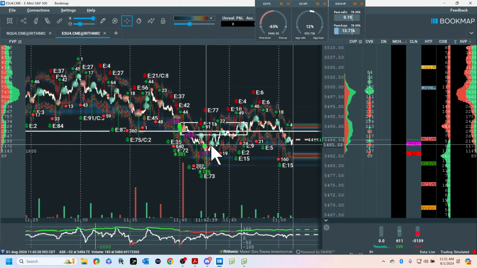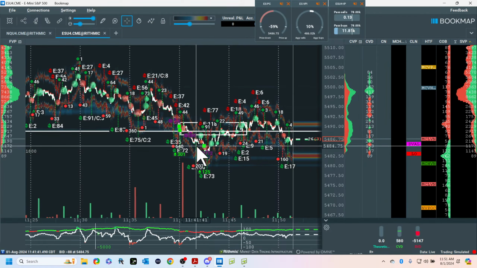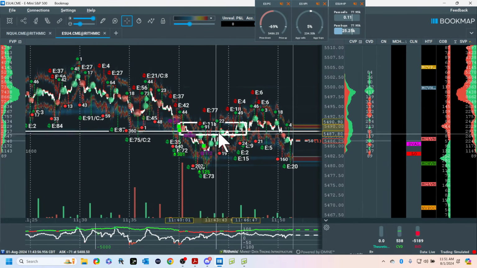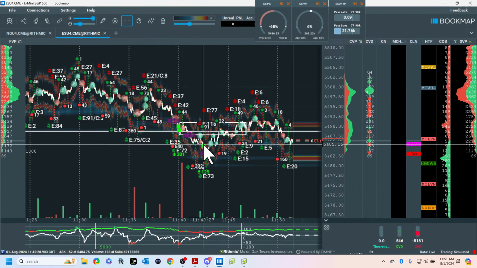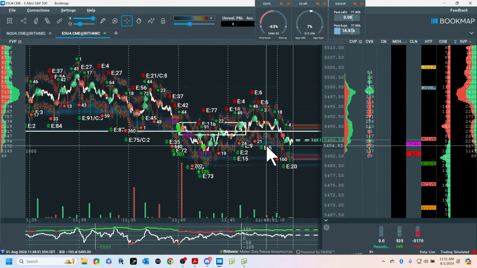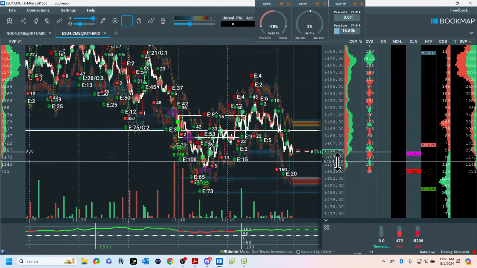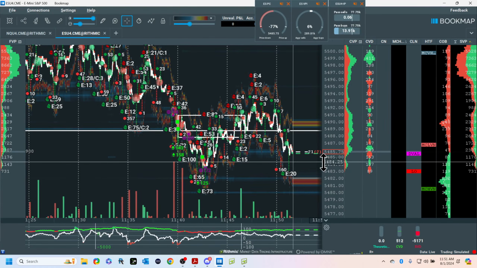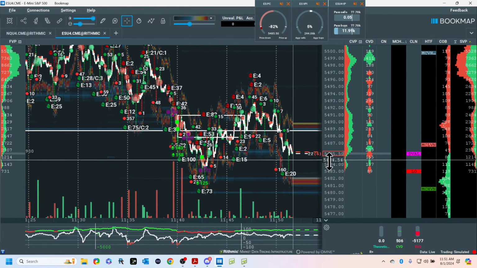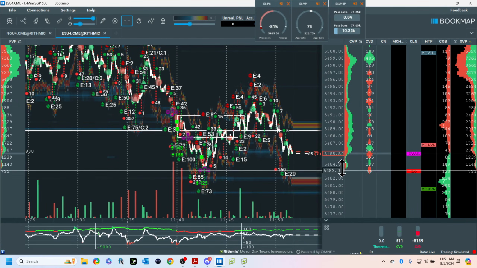So this is our support. There was absorption here. These sellers got absorbed. The buyers took over here. This is where you would scale ahead of, let me show you, ahead of this node, because that's the last place where it was too low, right here.